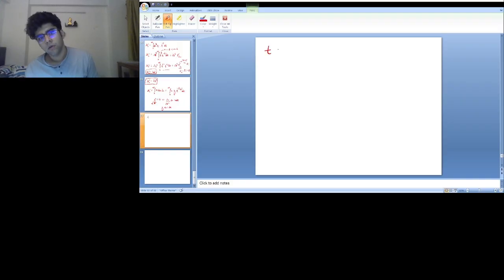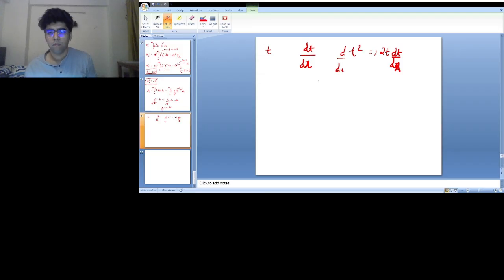For example, this is t and I say find the derivative with respect to x, so the derivative will be dt dx, right? For example, I have t square and I need to find the derivative with respect to x, so this will become 2t dt upon dx, right? But this is the total derivative.